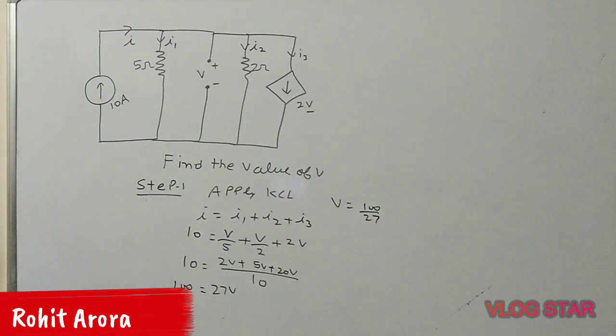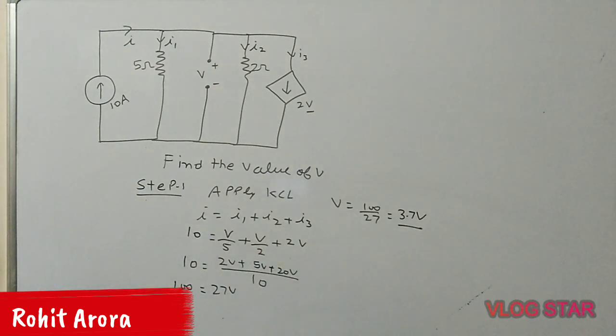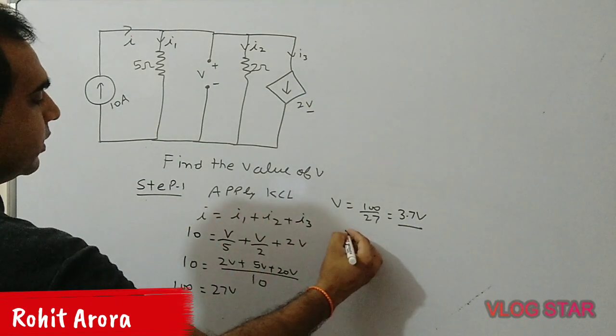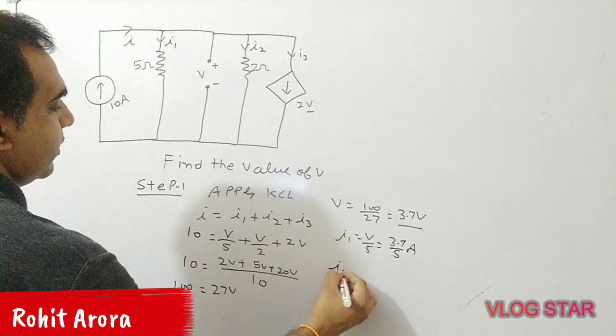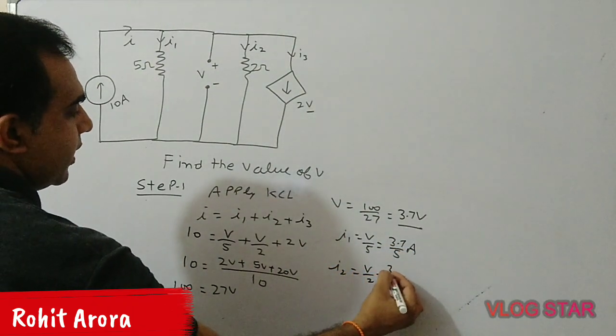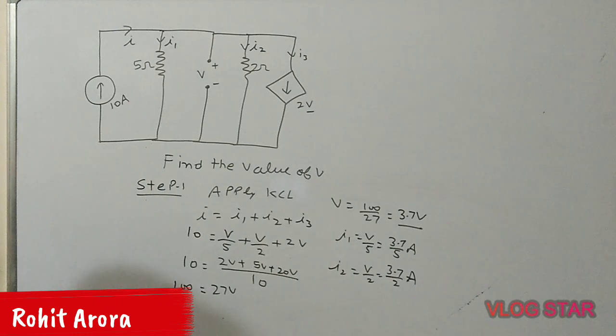100 by 27 is equal to 3.7 volt. Now you have V, that is 3.7 volt. If you find I1, V by 5, it means 3.7 by 5 ampere. This is I2, V by 2, which is 3.7 divided by 2 ampere. This is by the help of KCL. Thank you so much.